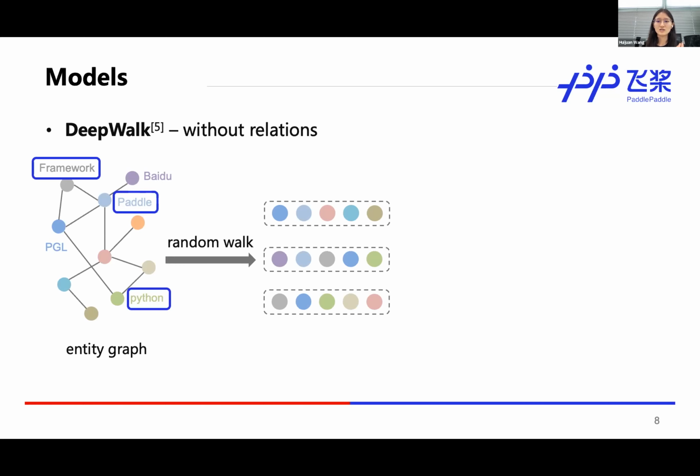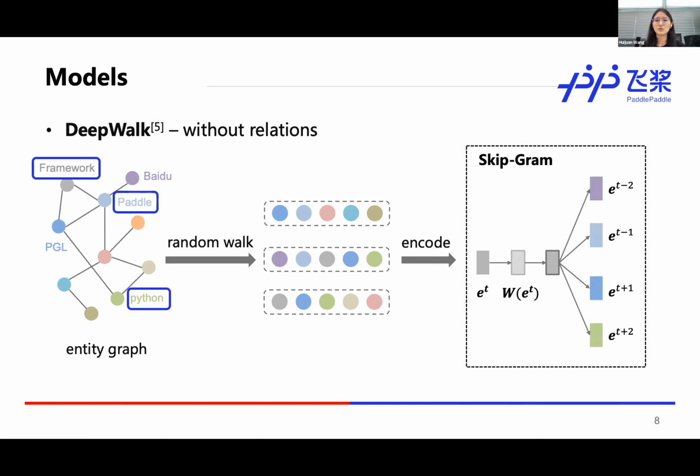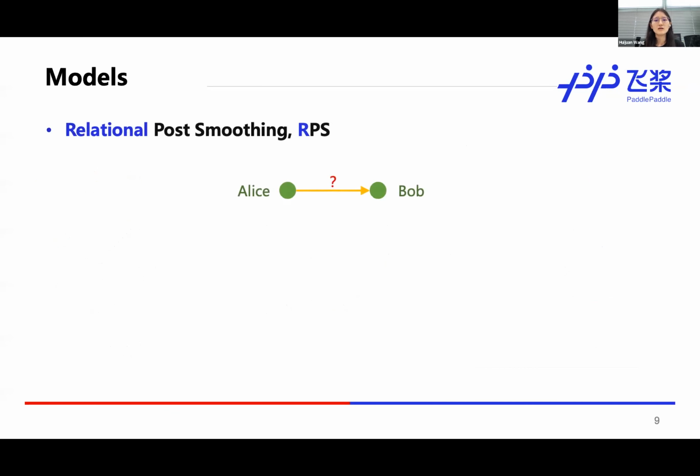First, we randomly sample entity sequences and then use skip-gram to learn entity embeddings. But for two entities like Alice and Bob, there are multiple choices for their relationships, like friend, enemy, couple, and so on. So relations play a very important role here. We should also model relations in context.